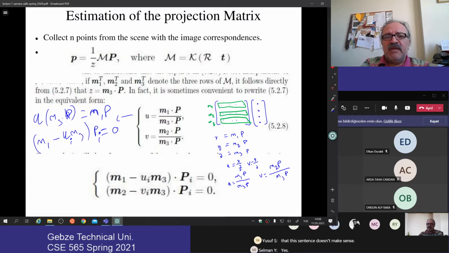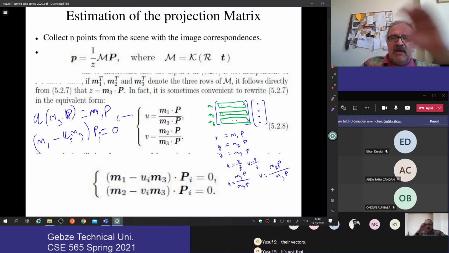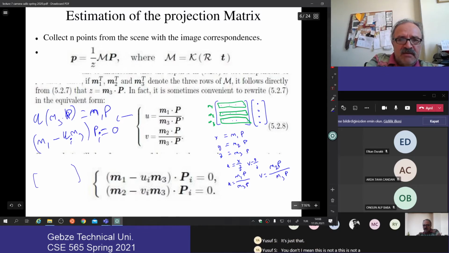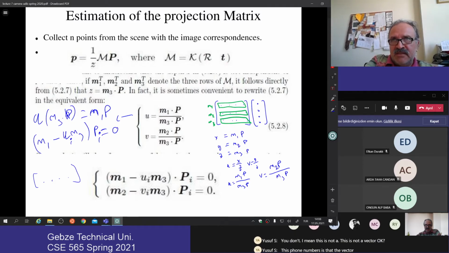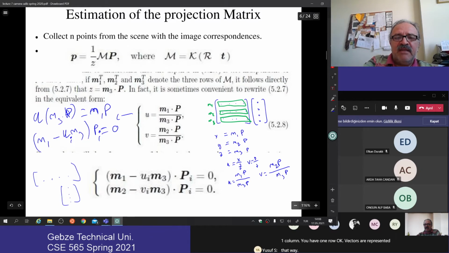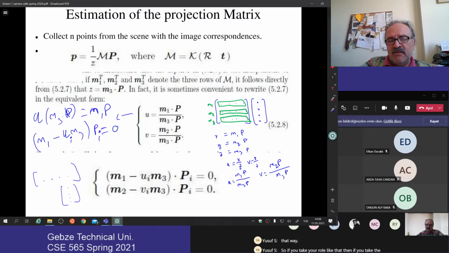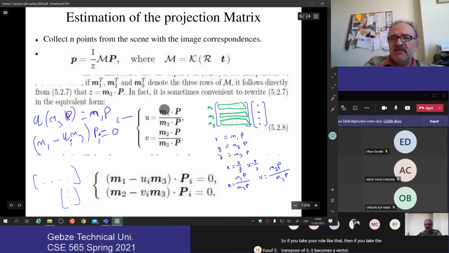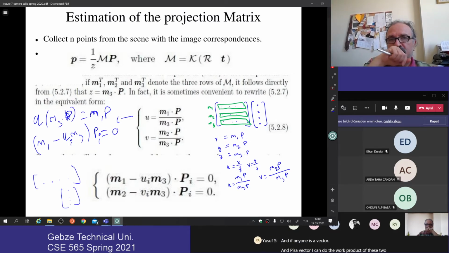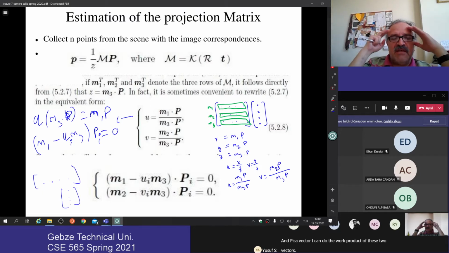Well, okay, these are the rows, right? M1 is the row. If you take the transpose of it, it becomes a vector. These 4 numbers are not a vector. This is just a matrix of one row, okay? Vectors are represented as columns. So if you take a row like that and take the transpose of it, it becomes a vector. And if M1 is a vector, and P is a vector, I can do the dot product of these two vectors. It's just a notation thing.